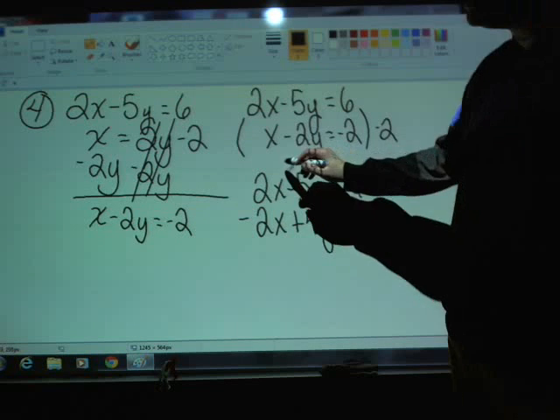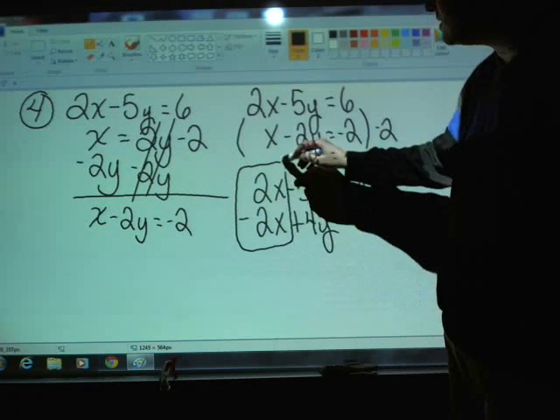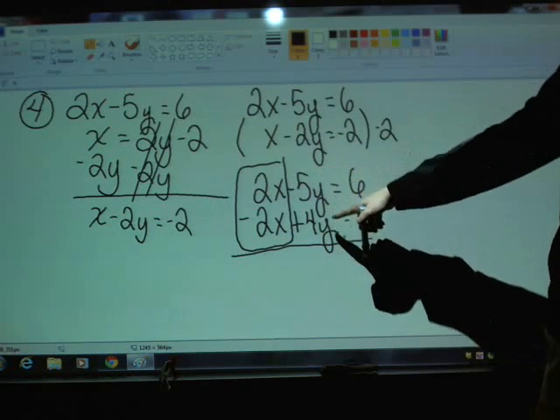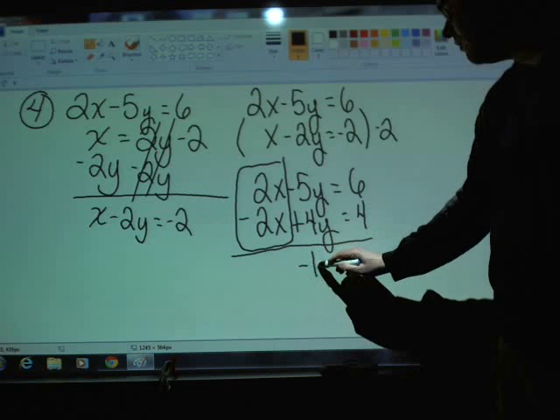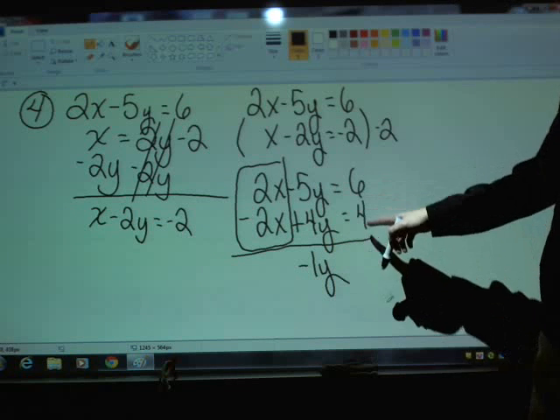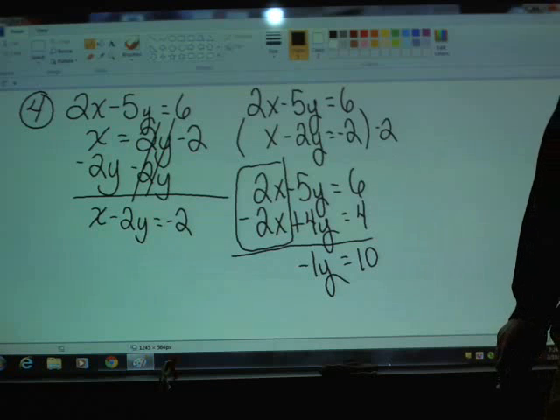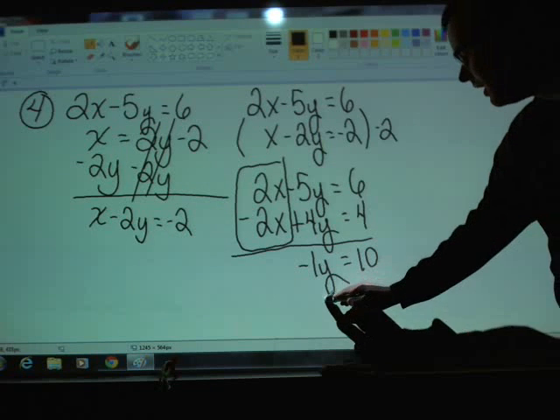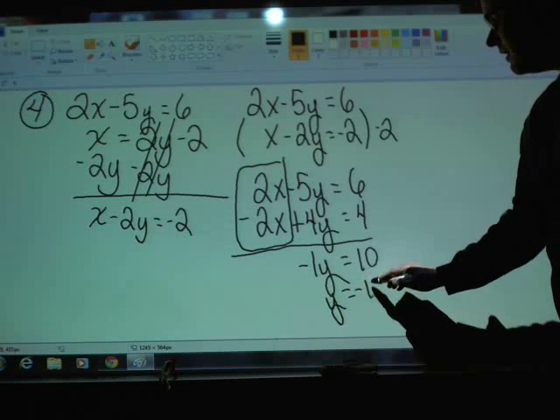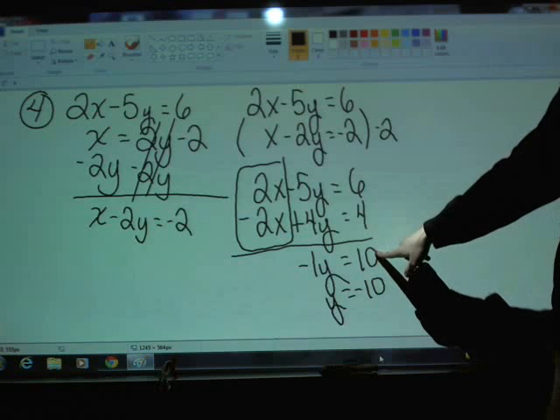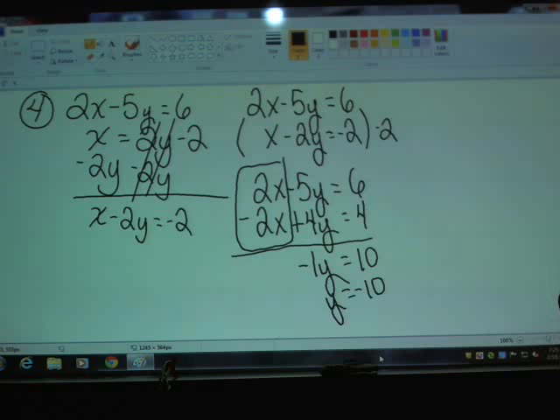All right, and after much work and much struggle, we're now ready to eliminate. Because as you can see, I have 2x and negative 2x's here. Those are going to cancel each other out. So I got negative 5y plus 4y's. That's negative 1y. 6 and 4 go together here to make 10. So if negative 1y equals 10, that means y has to equal negative 10. How do I know that? Because negative 1 times negative 10 makes positive 10.